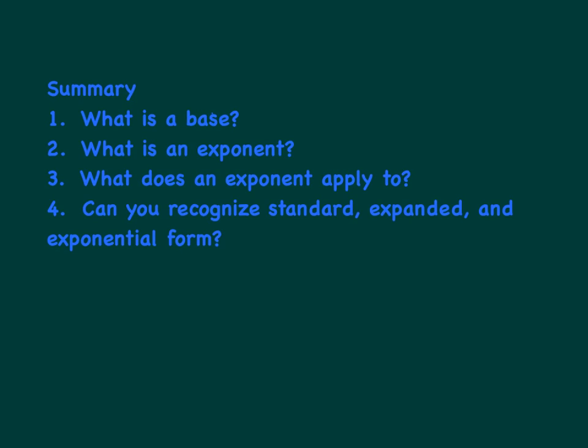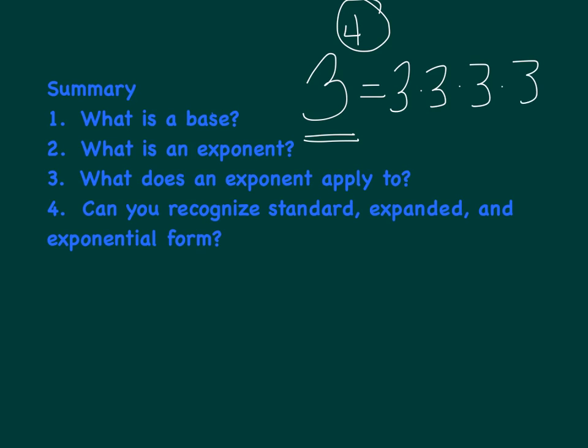Summarize. What is an exponent? Well, an exponent tells the base how many times to multiply itself. So if we have something that looks like this, 3 to the 4th power, the base is 3 because the base is what's being multiplied over and over by itself 4 times. So in expanded form, 3 to the 4th would look like 3 times 3 times 3 times 3. So an exponent tells the base how many times to multiply itself by itself.